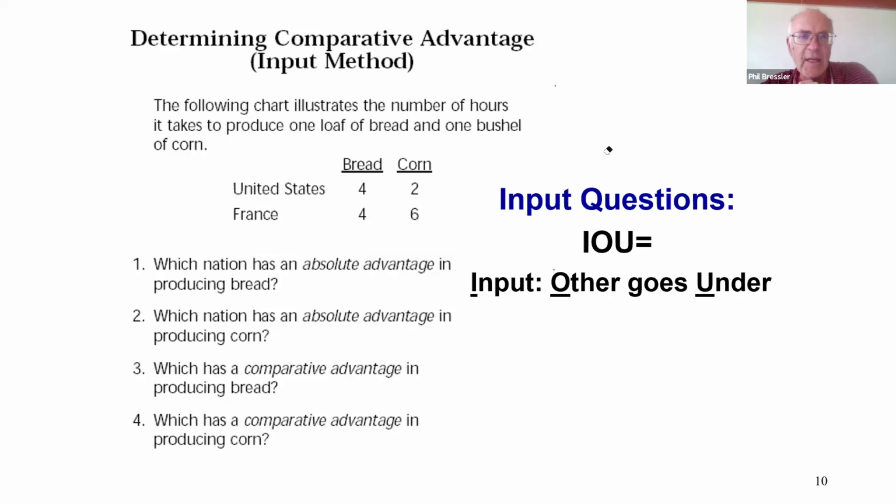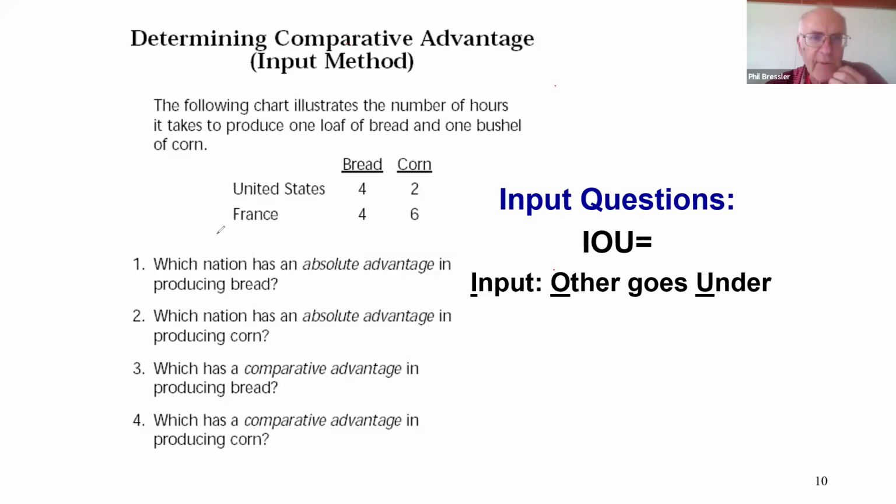All right. Actually, the US has it for corn because it only takes them 2 hours to make a bushel of corn, and it takes France 6. For inputs, you always want to look for absolute advantage for the smaller number because you'd rather take the least amount of hours to make something. Does that make sense? Okay, that's fine. All right, now I'll work out the comparative advantage for this one with you.